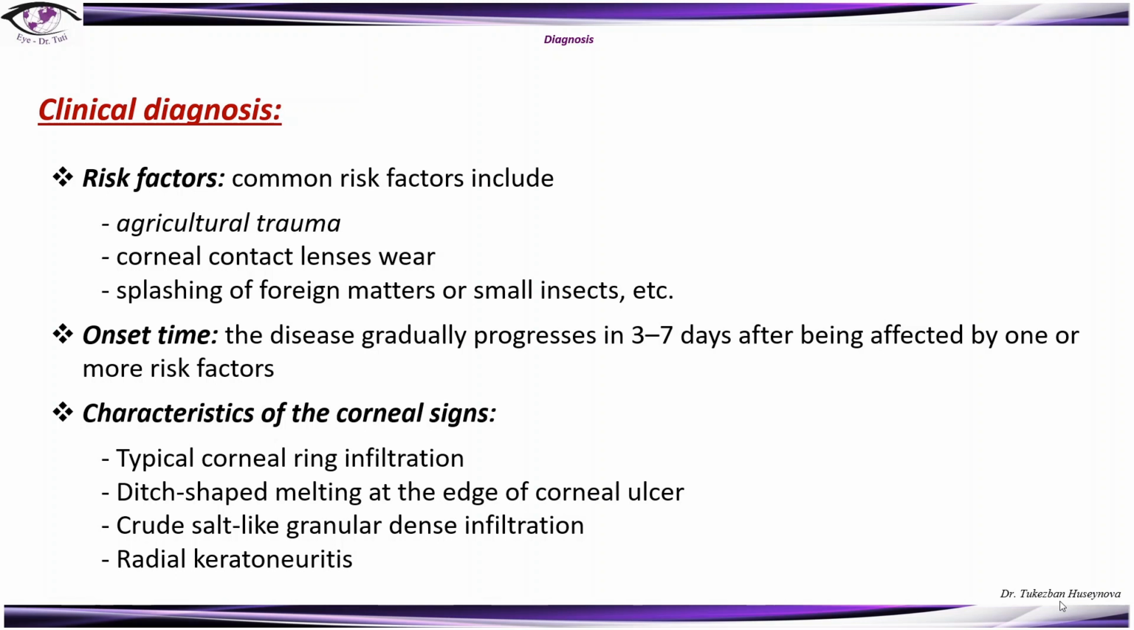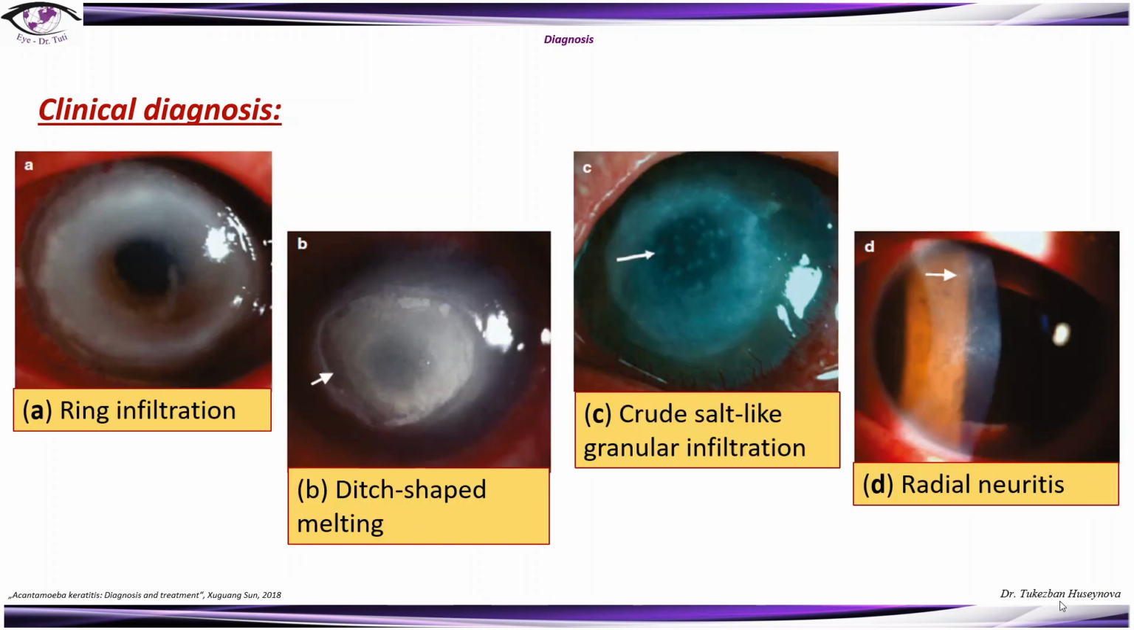Clinical diagnosis is based on the risk factors. While we're collecting the anamnesis, it's important to pay attention to where exactly the patient got the trauma. Then, of course, the progress of the disease, the information about the progression, and clinically we can also define it based on the clinical symptoms which the patient might have. Those are, for example, ring infiltration, disc-shaped melting, crude salt-like granular infiltration, or radial neuritis, all those symptoms which I discussed already in the clinical presentation.